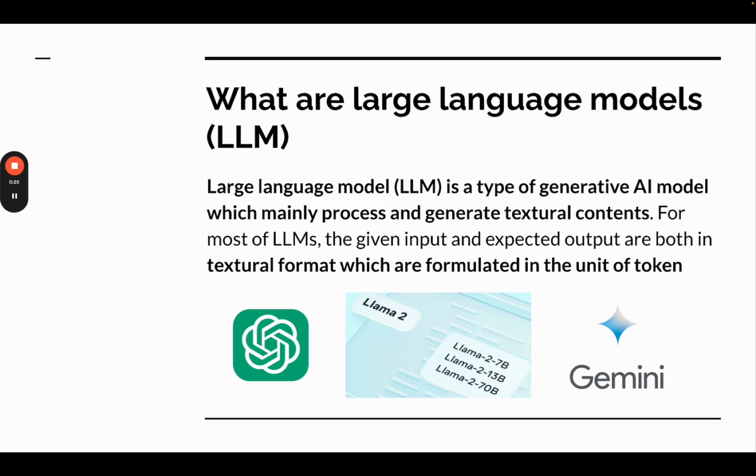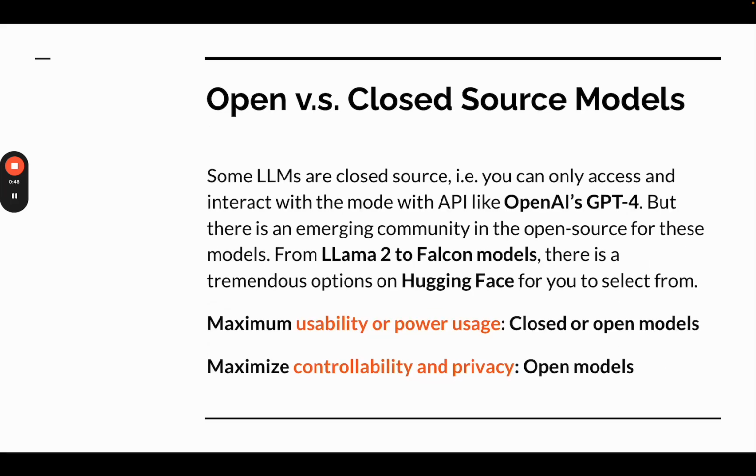They deal with content in units of tokens. For most LLMs, the given input and expected output are both in textual format, formulated in units of tokens. So they can take an input paragraph and generate a specific output based on the prompt instructed by the users. And there are two types of models available today.